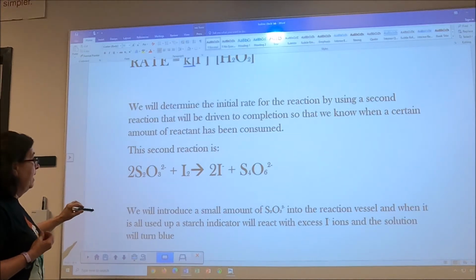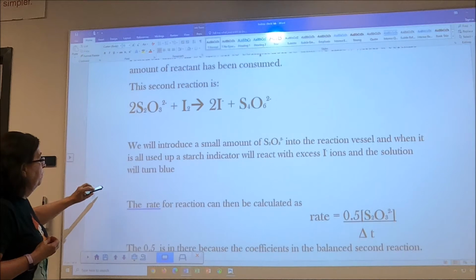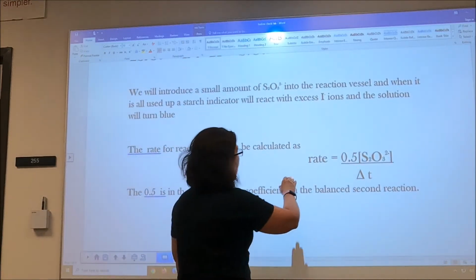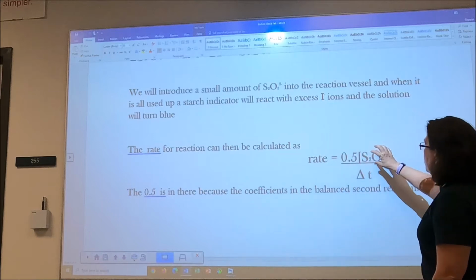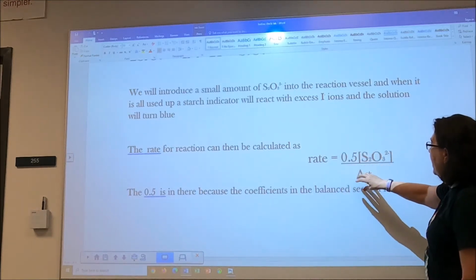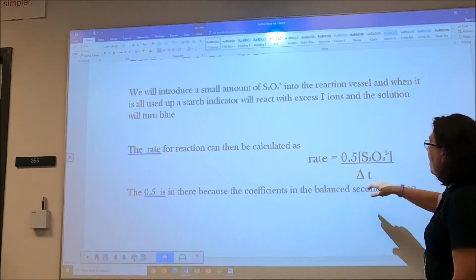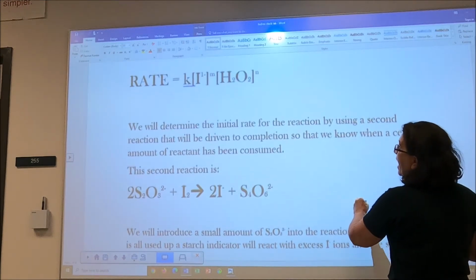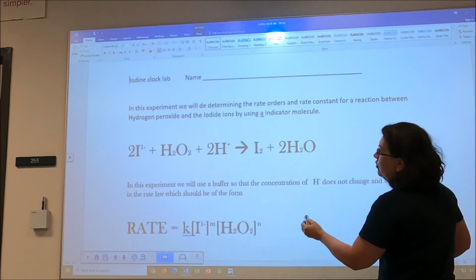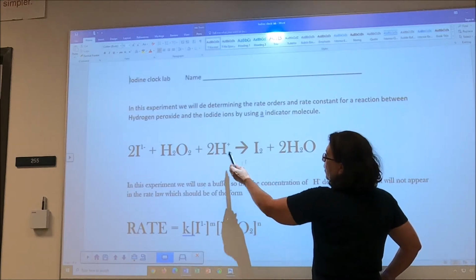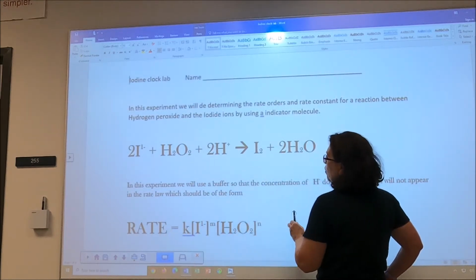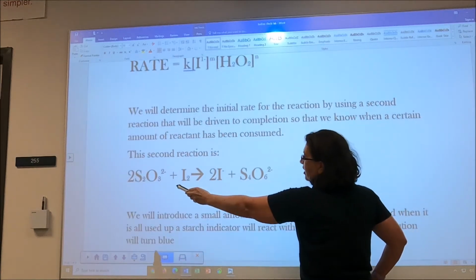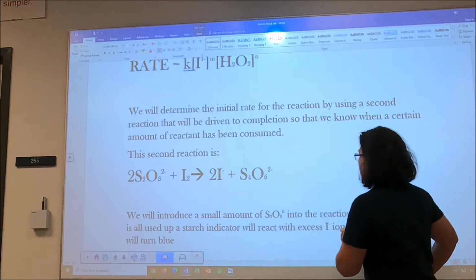It's very intense. Okay? Now, to calculate the rate of reaction, we're going to depend on rate being equal to the concentration of thiosulfate times 0.5 divided by the change in time, or the amount of time that has elapsed. Because notice up in this reaction, for every 2 iodides I get 1 iodine molecule, and in this reaction every 2 thiosulfates to 1 iodide.